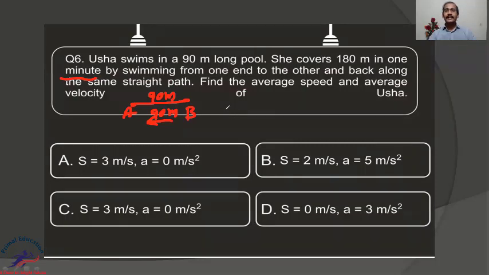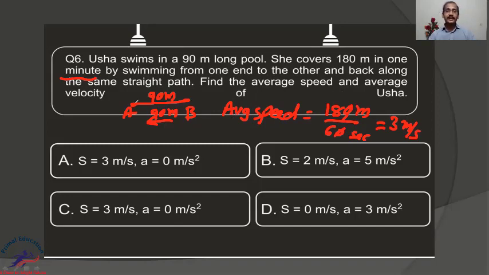Now, average speed. Average speed is equal to total distance. How much? 180 meters. How much time? 60 seconds. So once you do that, 3 meters per second is the answer. Average speed. But what is average velocity?